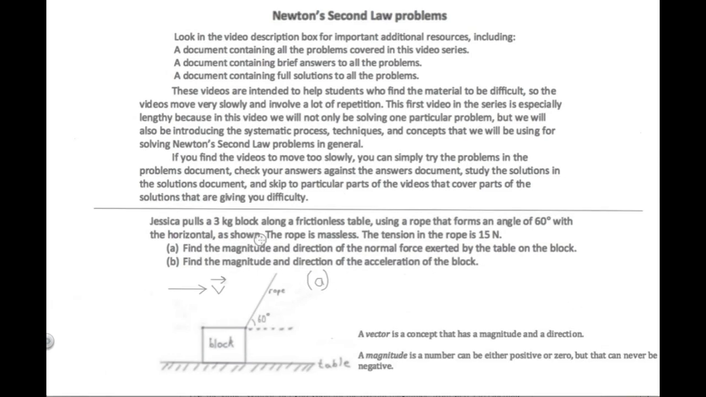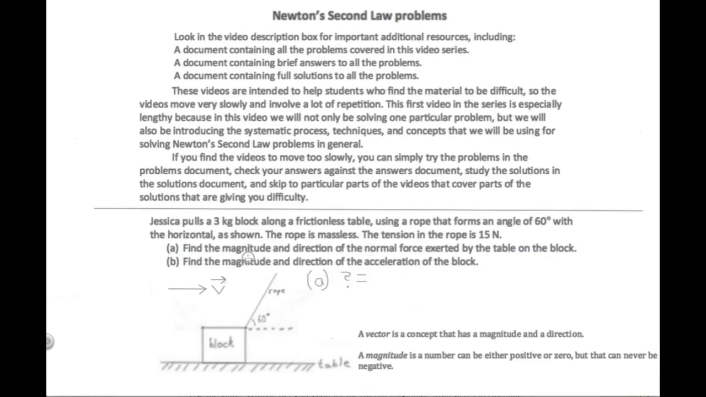Part A is asking us for the magnitude and direction of the normal force. You should know that force is a vector, and you should know that vectors are concepts that have a magnitude and a direction. And part A is asking for both the magnitude and the direction of the normal force. Do you know what a magnitude is? You need to know that a magnitude is a number that can be either positive or zero, but that can never be negative. So let's write down a question mark, and let's try to write down a symbol for what part A is asking us.